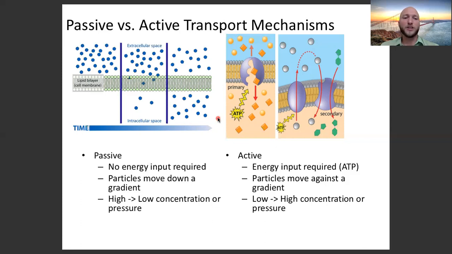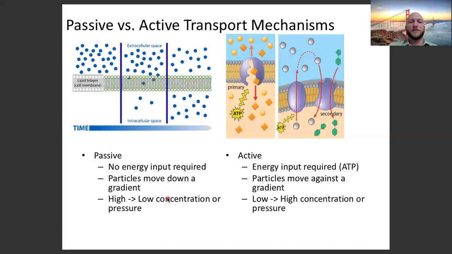If it does not require energy, it is passive. No energy input required. Particles move down a gradient. So I'm going to talk about things moving down a gradient, which is with a gradient, or up a gradient, against a gradient, throughout this class. And what that means is if something moves down a gradient, it's moving from high to low pressure or concentration. It does not require any additional energy input in order for the movement to happen. That gradient, that pressure gradient or concentration gradient, is already set up. It's going to move from high concentration to low concentration.